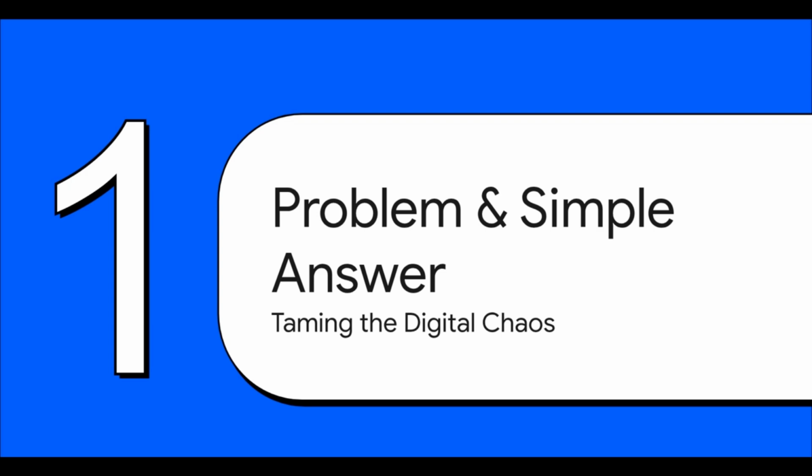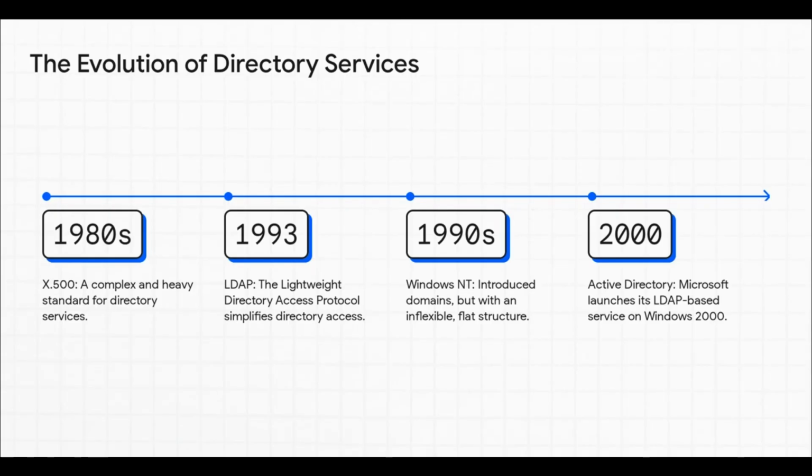It was an evolution. See, Active Directory didn't just show up one day. As you can see here, it evolved. Things started back in the 80s with these really heavy, complex standards. Then in the 90s, something called LDAP came along, the Lightweight Directory Access Protocol, which, as the name implies, made things a whole lot simpler. Microsoft's early attempt, Windows NT Domains, was a step in the right direction, but honestly, it was pretty rigid. Then finally, with Windows 2000, Microsoft put all the pieces together and gave us the powerful Active Directory we know today.